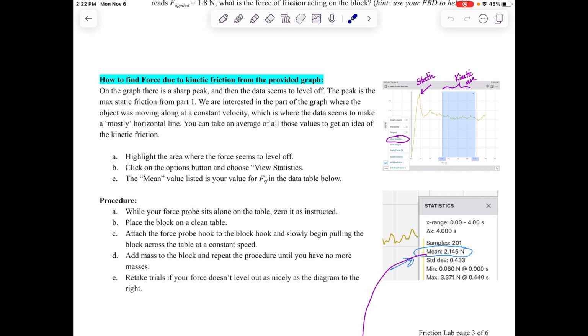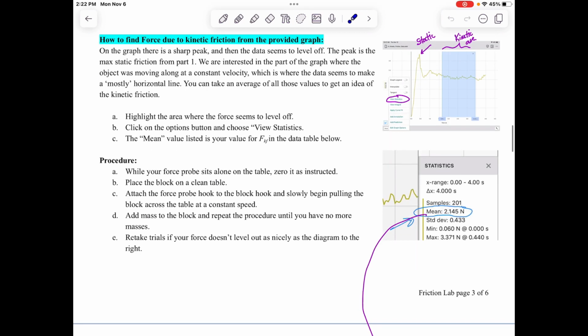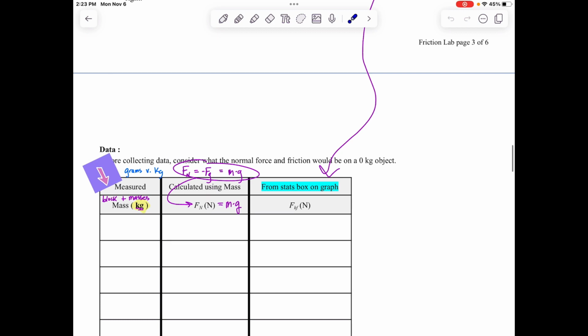Okay, so for this part down here, you're going to be varying the amount of mass that you're loading on top of the sled. The procedure is here. Make sure, again, that you connect your probe, that you zero it, you put the block on the table, and when you pull the force probe, that you keep it parallel to the table. Again, you're going to be highlighting and looking for this number right here that shows up in that stats box.